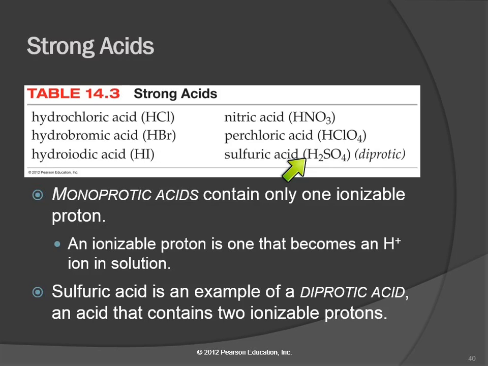Sulfuric acid is a diprotic acid, right? It's got 2 H's in the front here. Monoprotic, 1 ionizable hydrogen. Diprotic has 2. And we mentioned earlier, phosphoric acid has 3 ionizable hydrogens. So the way you tell whether it's a strong acid or a weak acid is you memorize the 6 strong acids, and if it's not one of those, it's a weak acid.